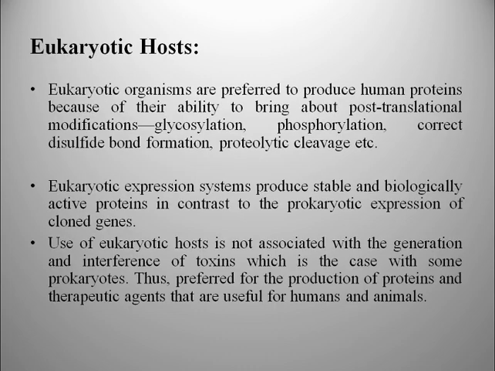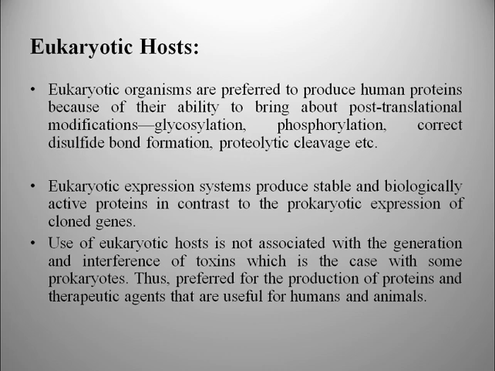Then अब अगर हम बात करें यूकैरियोटिक होस्ट की, so eukaryotic organisms are preferred to produce human proteins because post-translational modifications like glycosylation or phosphorylation, correct disulfide bond formation, proteolytic cleavage, ये सब takes place. All these post-translational modifications take place in eukaryotic organisms. So they produce stable and biologically active proteins as compared to prokaryotic expression of cloned gene.